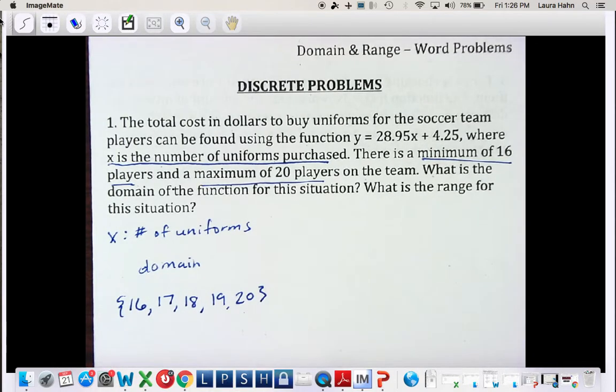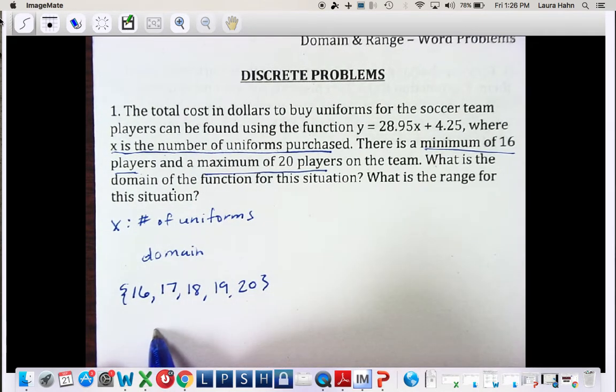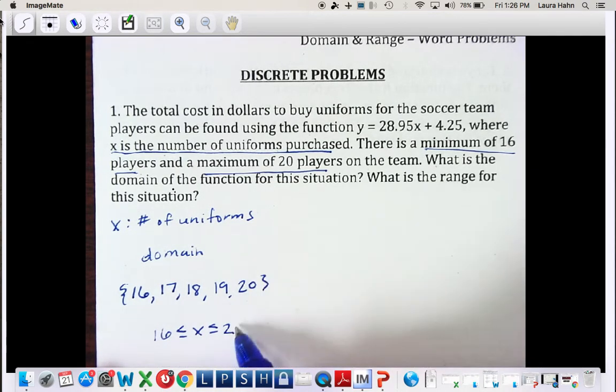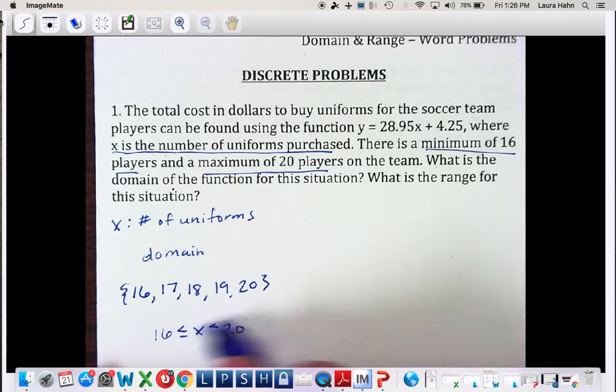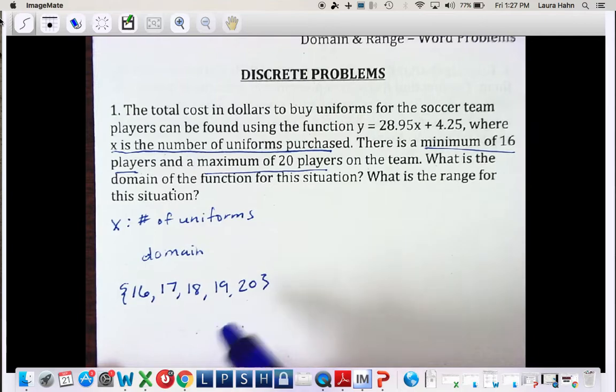Okay, this is what you call a discrete problem. Discrete means that you can't have part of a uniform. So I can't have 16.5. So some people might think you should write it like this. Don't write this down, guys. We can have anywhere between 16 and 20 uniforms, but this one will not work because 18.5 is between those two numbers, but you can't purchase 18.5 uniforms. So that's why we don't write it this way. It's going to be written this way. That's discrete.